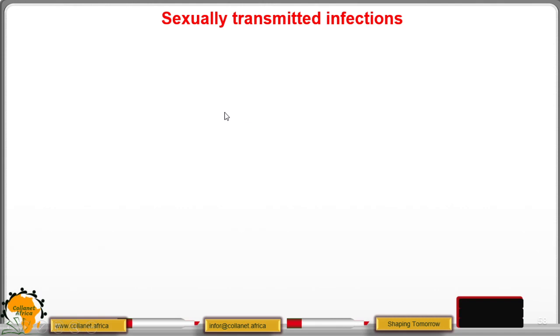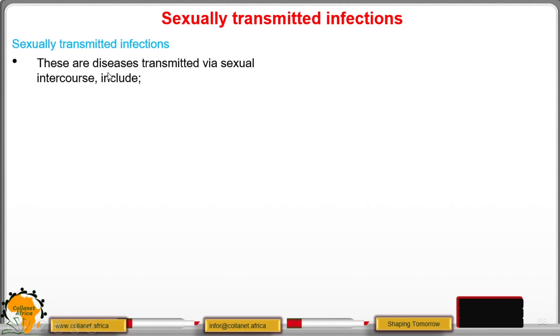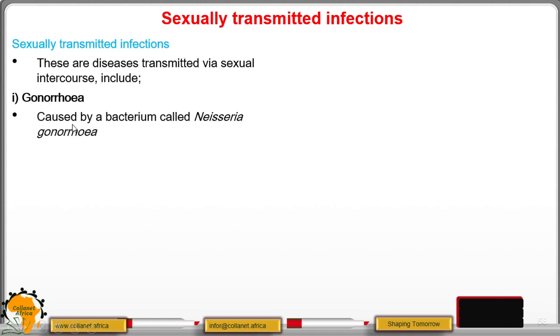Colonet Africa online student, we are winding up our topic by looking at sexually transmitted infections, and they are defined as diseases transmitted through sexual intercourse and include gonorrhea, and this gonorrhea is caused by a bacterium called Neisseria gonorrhoeae.